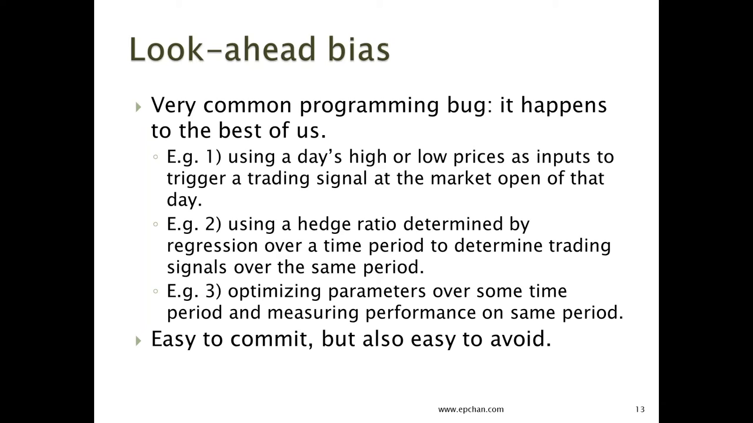And then finally, an even subtler form of look-ahead bias is optimization of parameters. If we are trying to find the best parameter of a trading strategy by optimizing the performance over the entire backtest period, again, that is a look-ahead bias, because obviously before you enter into that period, you wouldn't have the data to optimize your parameters. You must optimize the parameters in an in-sample set and then test the strategy in an out-of-sample test. Otherwise, you would be committing the most subtle form of look-ahead bias.